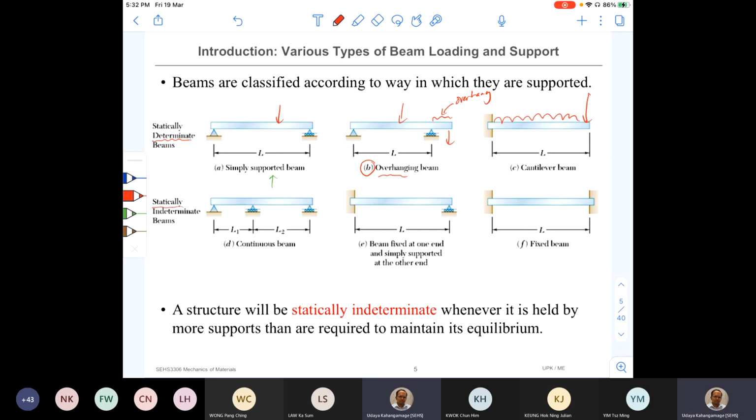And some beams are categorized as statically indeterminate. The reason is that they contain more supports than necessary to keep the beam in equilibrium. For example, this one is basically a simply supported beam, right? But it has an additional support, which is not necessary to keep it in equilibrium. So whenever you introduce this additional support here, we are going to have a situation where there are more unknowns than the number of equations we can write to solve the problem. So then it becomes statically indeterminate. The rest, I think you can understand, so I'm not going to spend time on that. Okay.